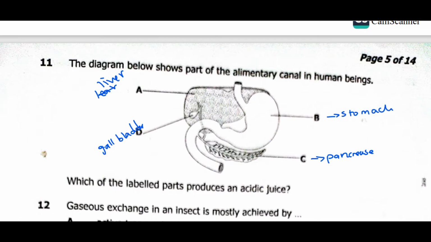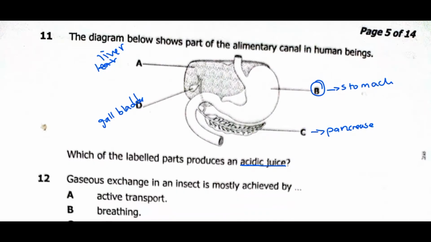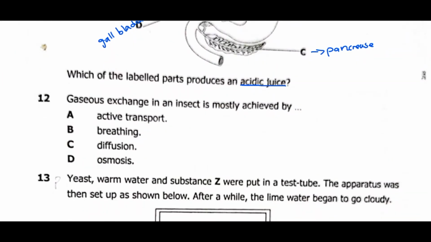Now let's look at the question. Which of the labeled parts produces an acidic juice? Acidic. So the acid is produced in the stomach. So the answer here is B. Then 12. Gaseous exchange in an insect is mostly achieved by diffusion. There is no transport, like the way we have in human beings, where one of the functions of blood is to transport gases such as oxygen.